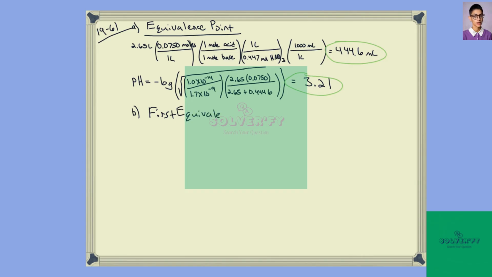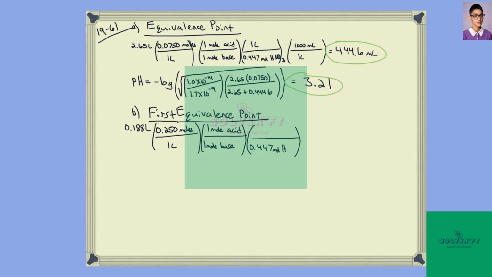Now for the second one, ethylene diamine, which is actually difunctional and can accept two hydrogens. To calculate the first equivalence point, we'll take the volume that we have of the ethylene diamine, 0.188 liters, multiply it by the molarity, 0.250 molar, to get moles ethylene diamine. To reach the first equivalence point, 1 mole of ethylene diamine requires 1 mole of nitric acid. Once we have moles nitric acid, we can calculate volume nitric acid by dividing by the molarity of nitric acid, 0.447 molar, as we did up here. This will give us liters. We will then multiply by 1,000 to get milliliters, 105.1 milliliters.